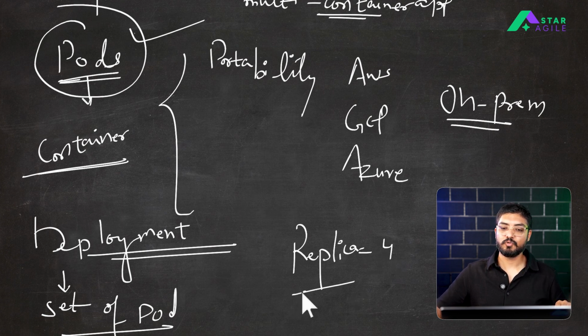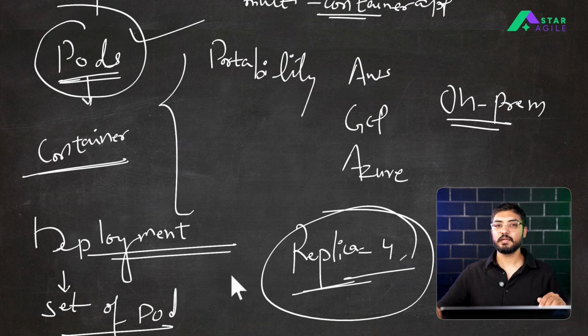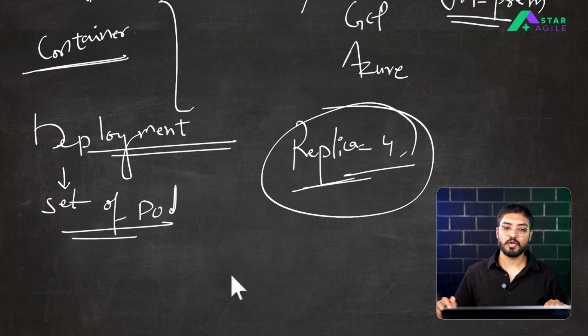Replica means the number of replications of those pod units. So you can have replica 4, 5, 3, 2, whatever number you can give. So these many replicas will be created automatically. So that is what the deployment is.